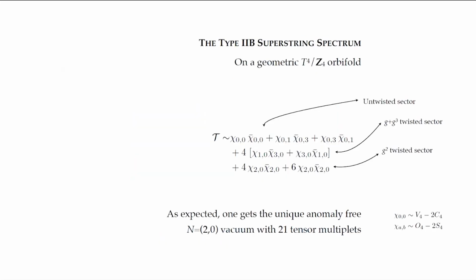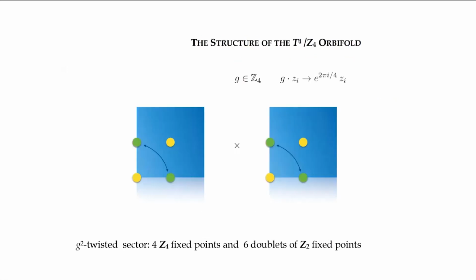What am I doing? No, I'm going too far. Okay, the G squared, simpler, okay, I think I will go. G squared twisted sector instead is slightly more complicated because G squared is a Z2 action. So in principle, if you just want to list which are the fixed points of G squared, then you find the canonical 16 fixed points of a Z2 orbifold.